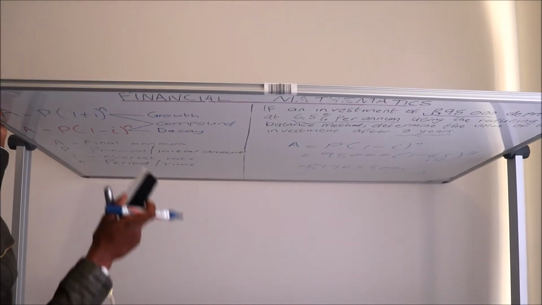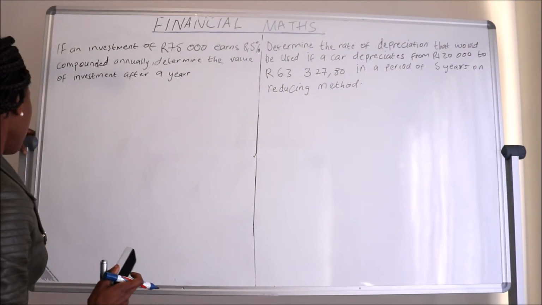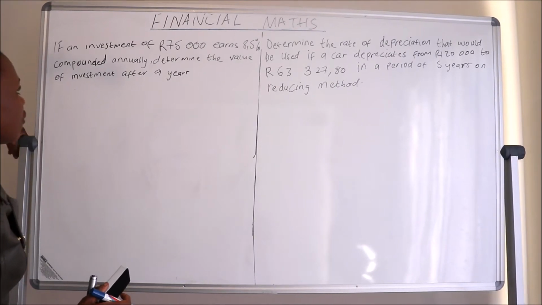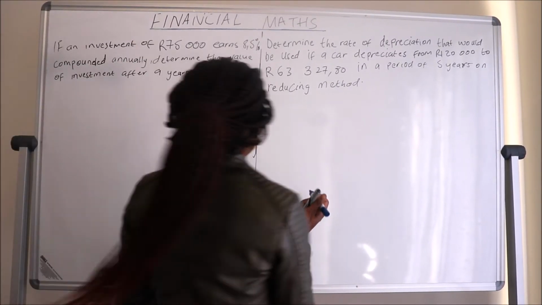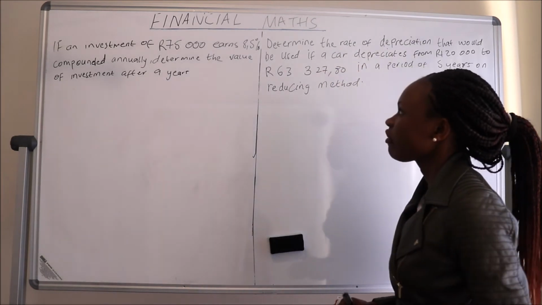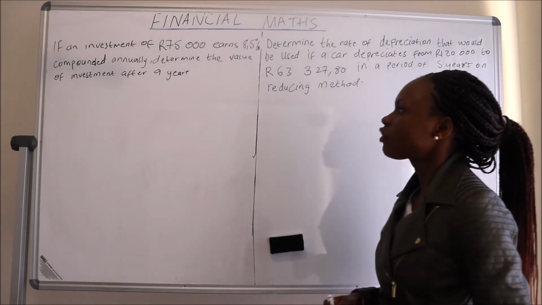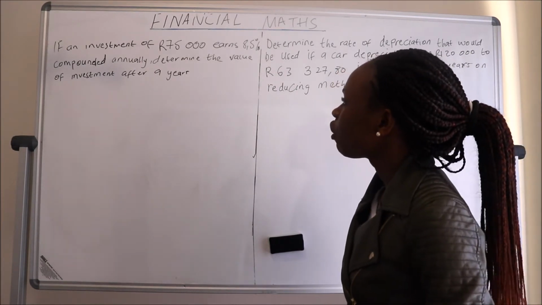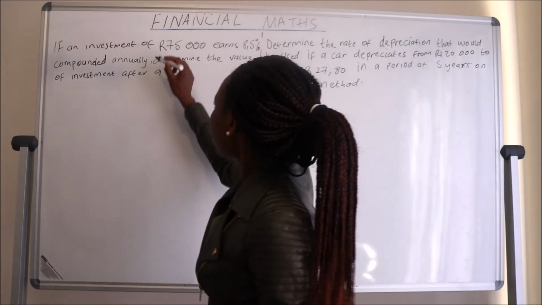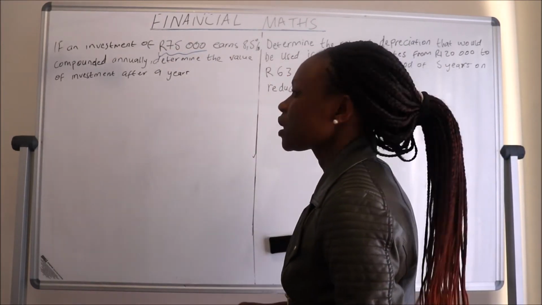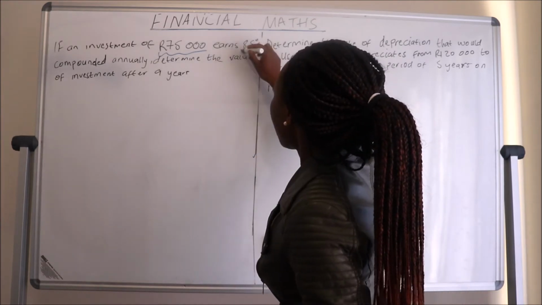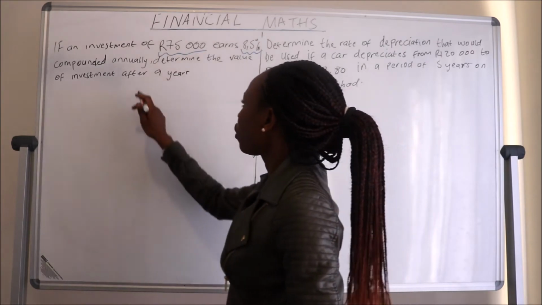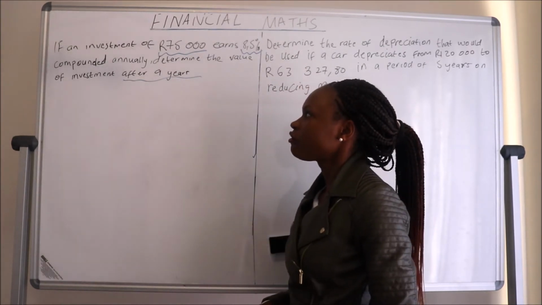Let's go straight into another question and see which equation to apply where and how. Here we have a question which says an investment of 75,000 at 8.5% compounded annually, determine the value of the investment after 9 years. Even in this question, we are given the initial amount, 75,000, that's our P, and we are given I, the interest rate calculated annually, 8.5%, and N, the period of 9 years.